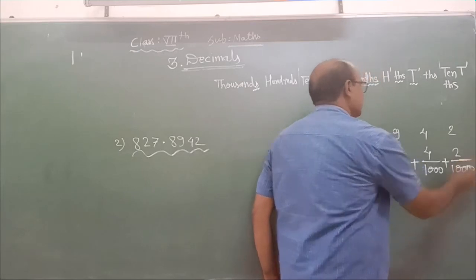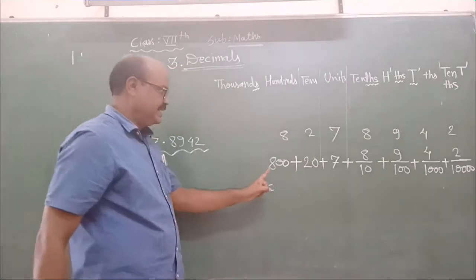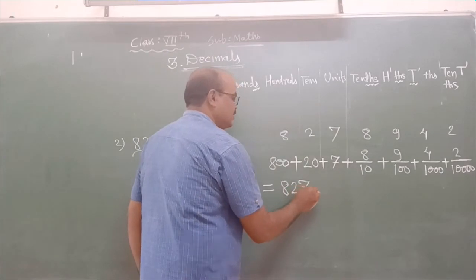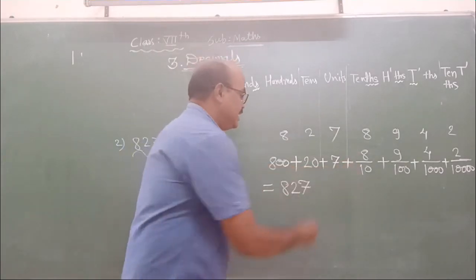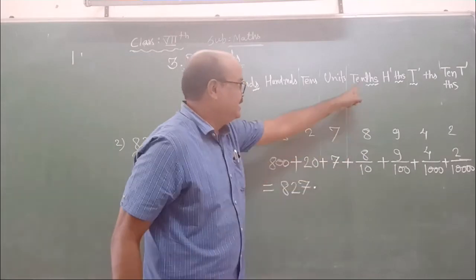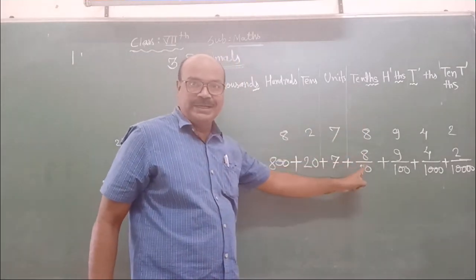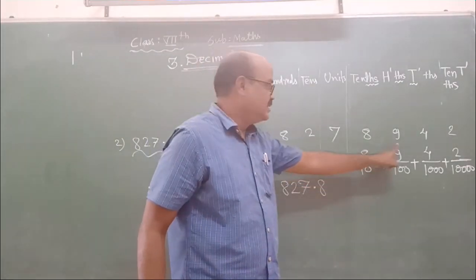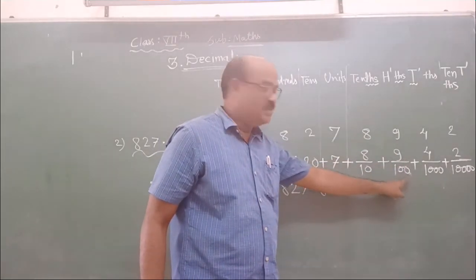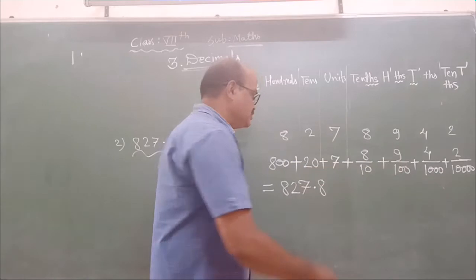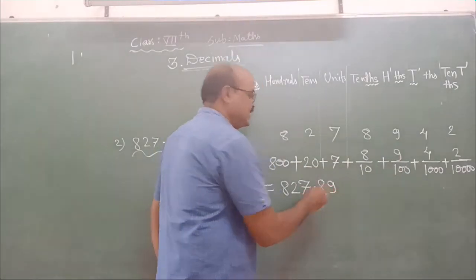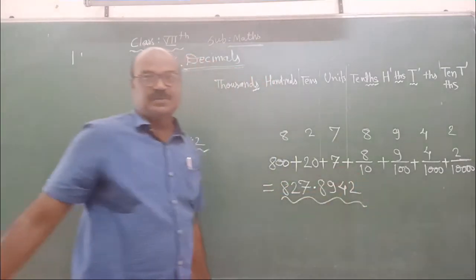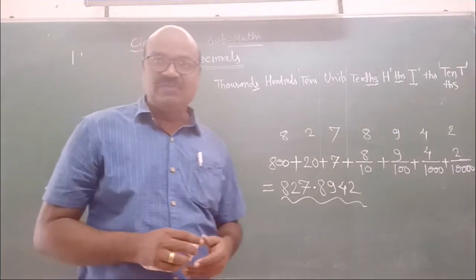So students, this number will be 827, of course. Now after decimal points, because it is 10 means 8 upon 10 means 0.8 plus 9 upon 100 means 0.09, we have seen it, 0.0 consider it, and 9, and similarly we can get this number. Now students, we will see the further part.